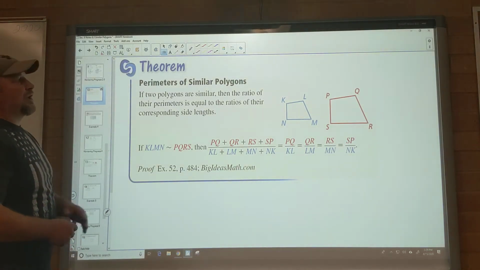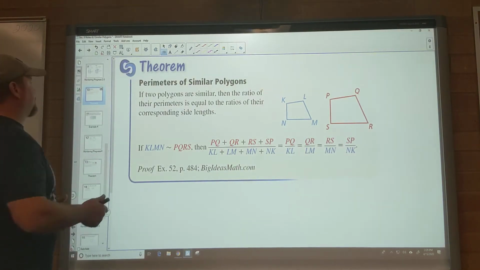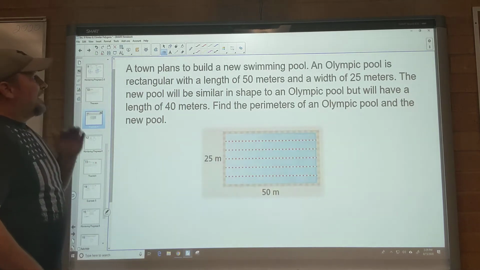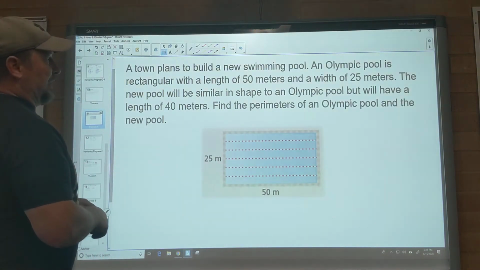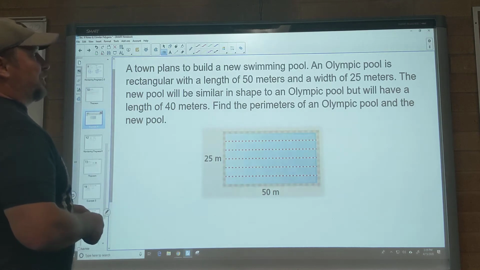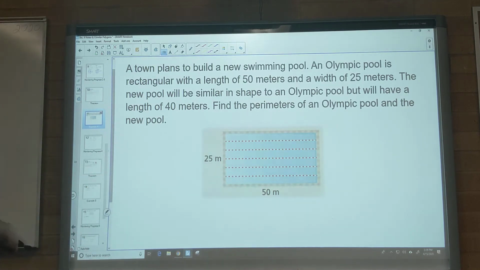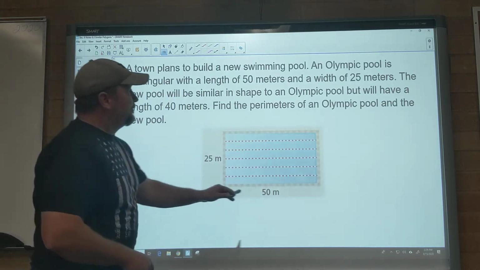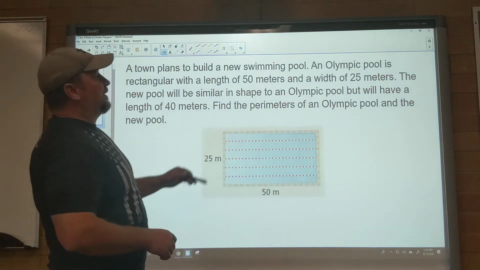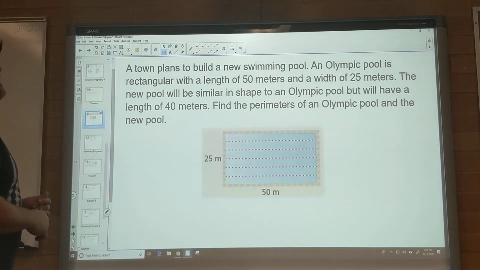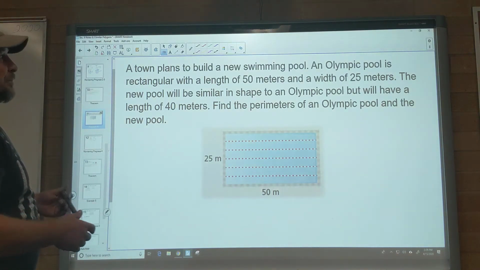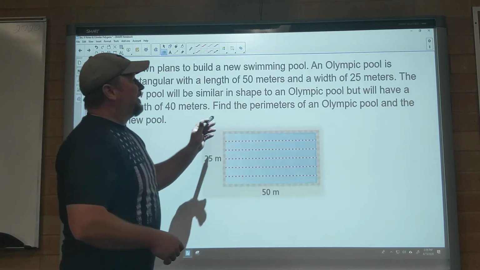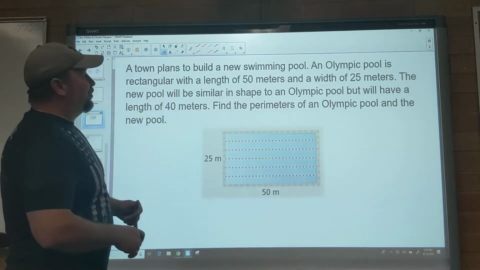Okay? So we're going to talk about similar perimeters. All right, here's a problem. We're going to find out what this town wants to do with this swimming pool. An Olympic swimming pool is a rectangle with a length of 50 and a width of 25. The new pool will be a similar shape as the Olympic pool, but it will have a length of 40. Find the perimeter of the new pool.